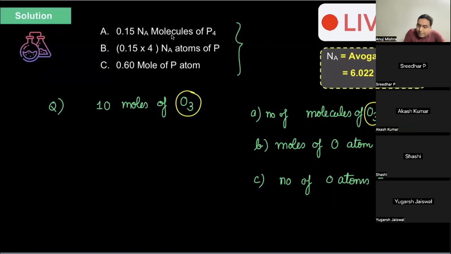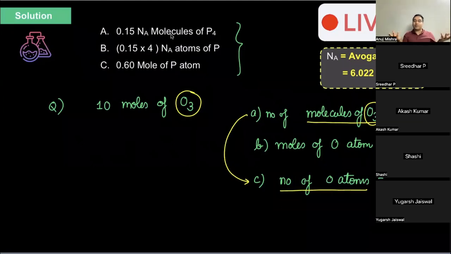Now answer. If I know how many molecules of O3 are there, in one molecule, how many atoms are there? Just type that first. If one O3 is given, how many O atoms do you find? Very good. In one molecule, 3 atoms. So in these many molecules, how many number of O atoms are there? What shall we answer for C?